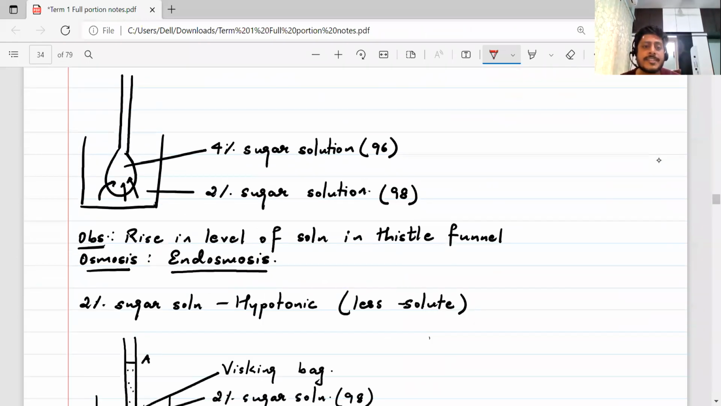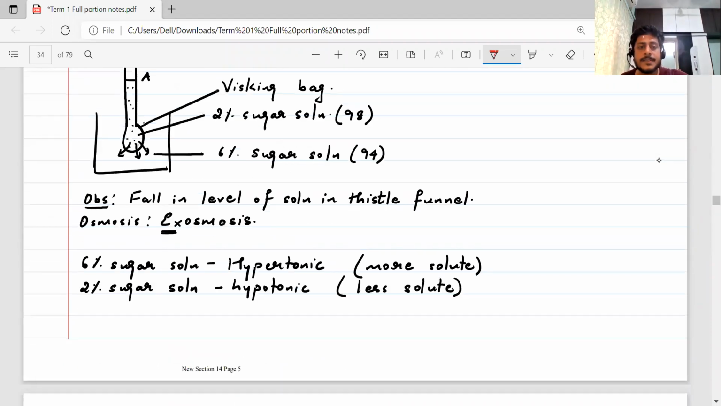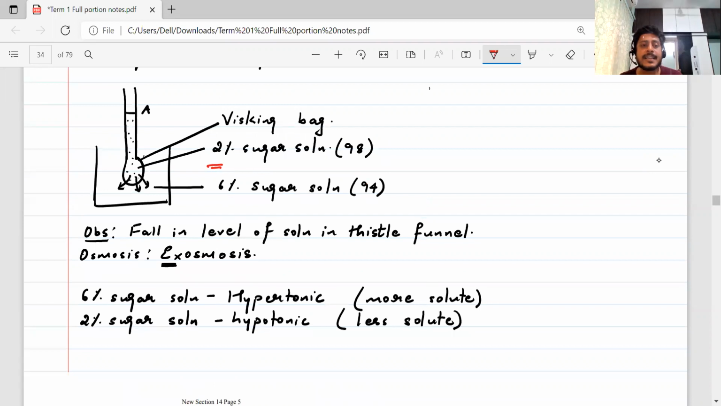See, 4% sugar solution inside, 2% sugar solution outside. 4% inside means how much water? 96. 2% means how much water? 98. So water will move from where to where? 98 to 96. There will be a rise in the level of water. Endosmosis. 2% inside, 6% outside. 6% is 94, 2% is 98 outside.